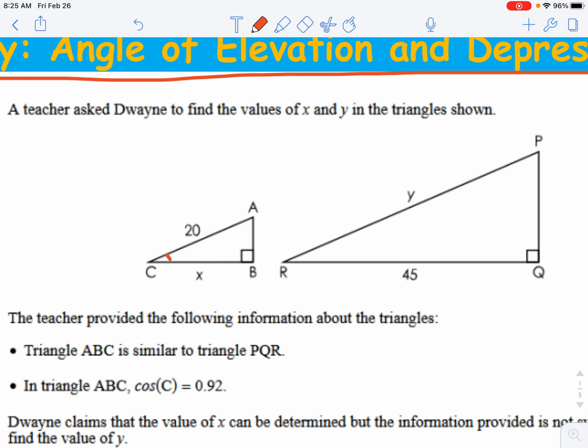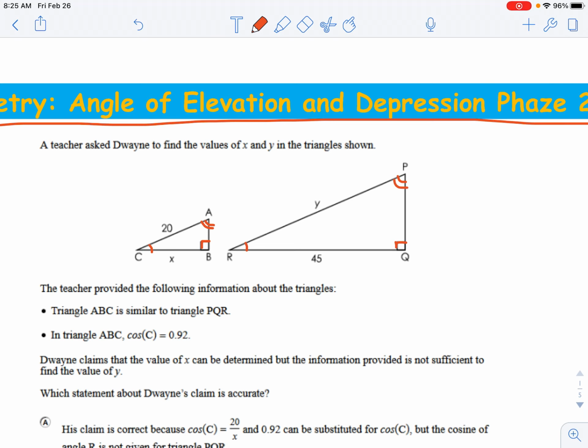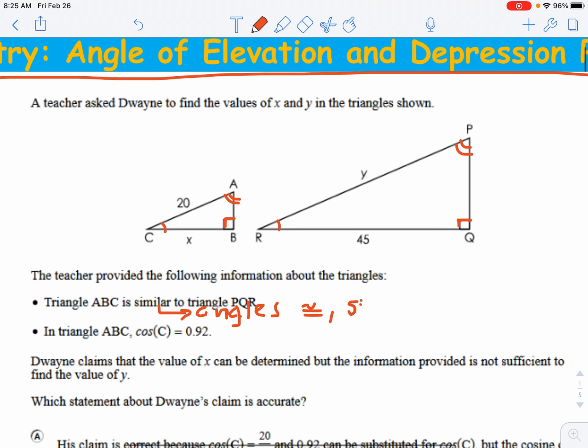So let's stop for a second. That means that angles are congruent, so angle C and angle R are congruent. Obviously, B and Q are both right angles, and those two angles will also be congruent. So remember, in similar triangles, angles are congruent, sides are proportional.